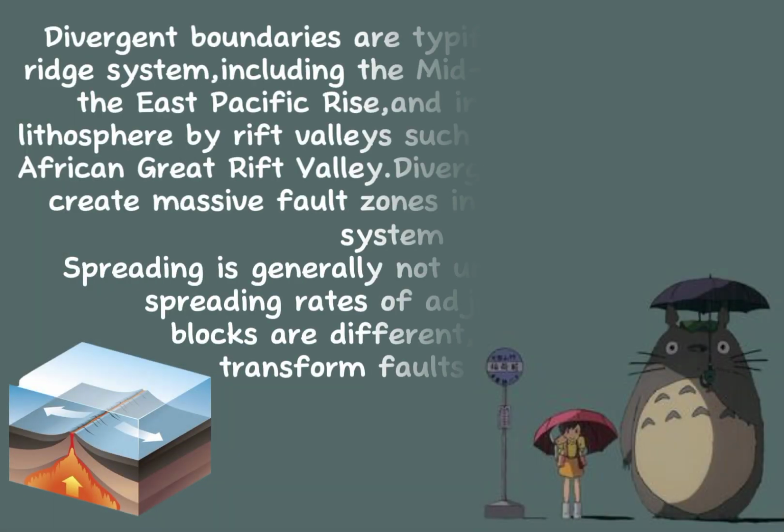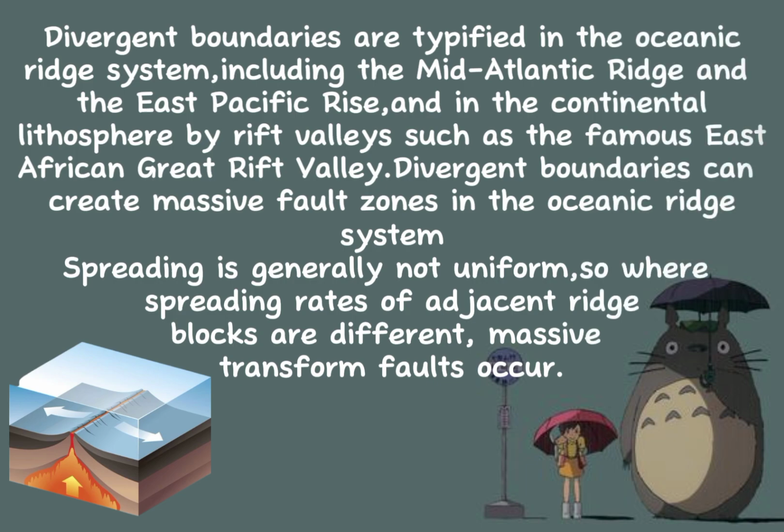Divergent boundaries are typified in the oceanic lithosphere by the rifts of the oceanic ridge system, including the Mid-Atlantic Ridge and the Pacific Rise, and in the continental lithosphere by rift valleys, such as the famous East African Great Rift Valley. Divergent boundaries can create massive fault zones in the oceanic ridge system.